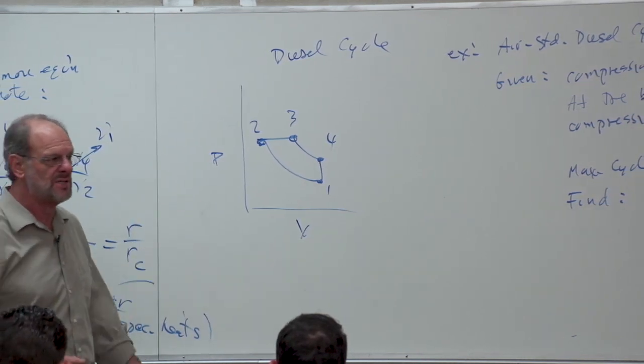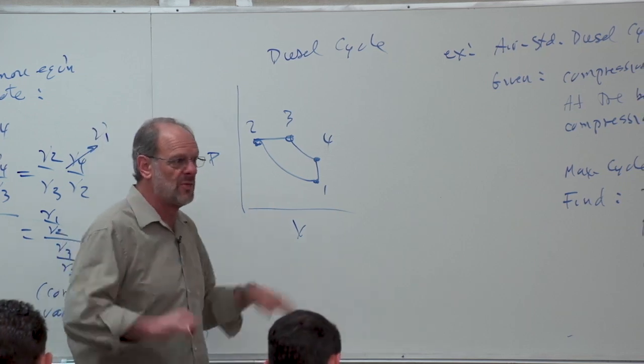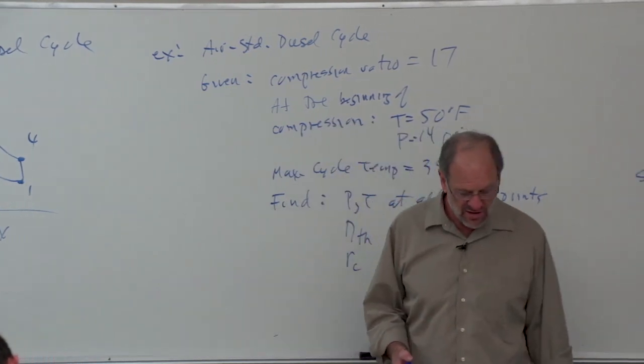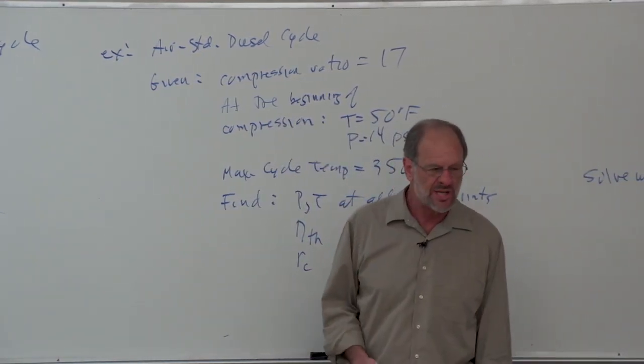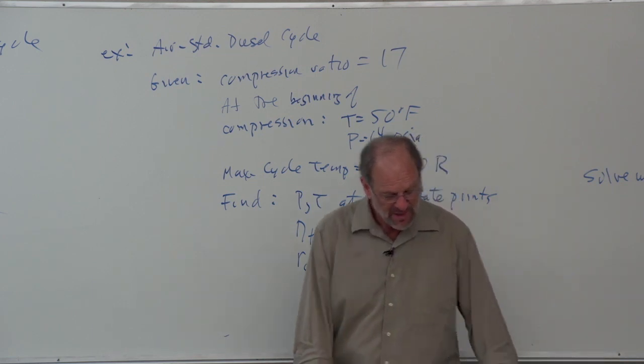We go into our table A17, and we just look up the enthalpy, internal energy, whatever we need. We would use the ideal gas equation of state, just like we did in the Otto cycle problem, in order to find relationships between pressure, volume, and temperature. So that'll allow us to find P2.